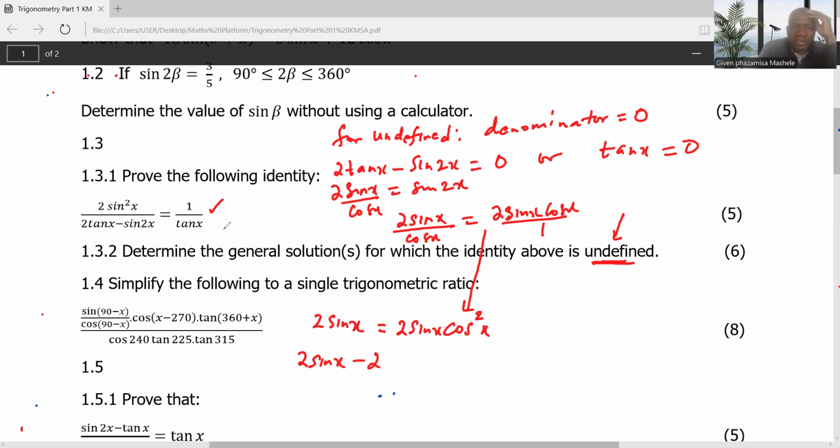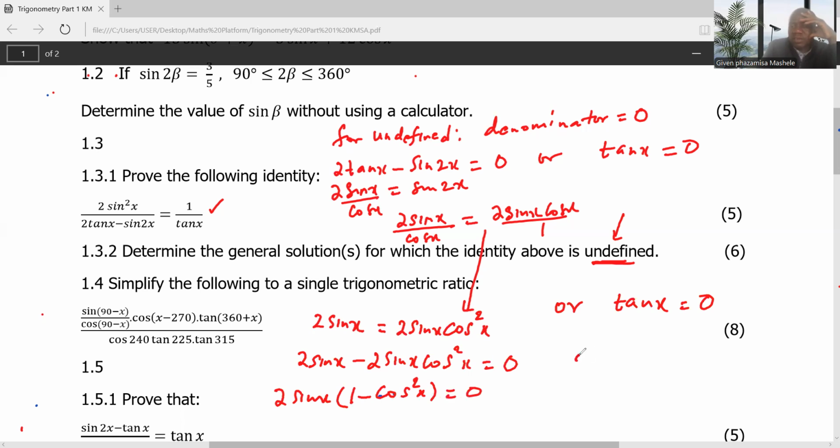2 sine x cos squared x equals this. Remember, we still have tan x this side. So what is the common factor? The common factor is 2 sine x. So we're going to remain with 1 minus cos squared x equals 0. But still there is tan x there. So which means 2 sine x equals 0, or 1 minus cos squared x equals 0, or even tan x equals 0.